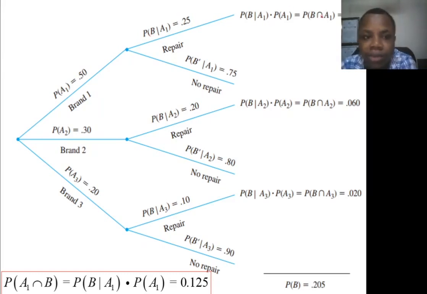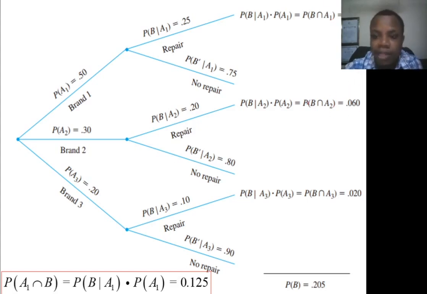The intersection between A1 and B, that is B given A1. So probability of B given A1 is 0.25, and probability of A1 is 0.5. Once we multiply that, it is going to give us the probability of B intersection A1, which is 0.125. So it means that about 12.5% of our brand 1 DVDs are going to need repair.